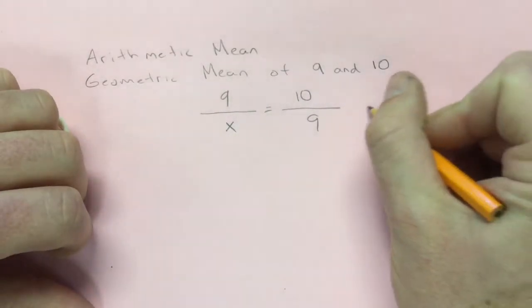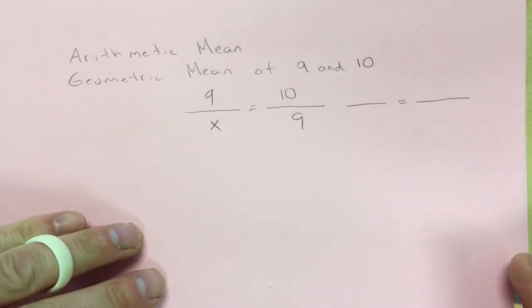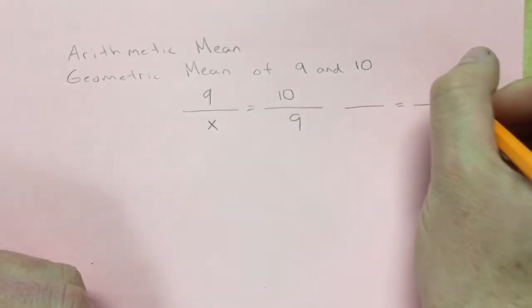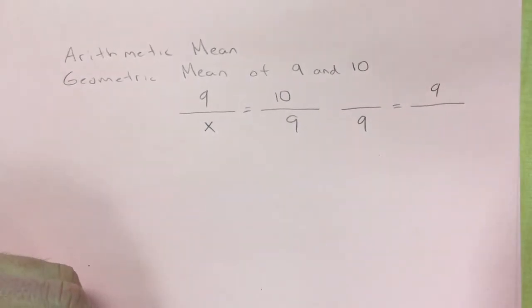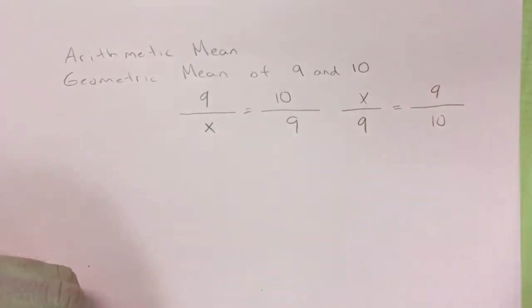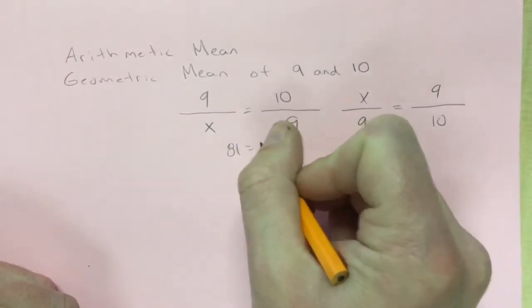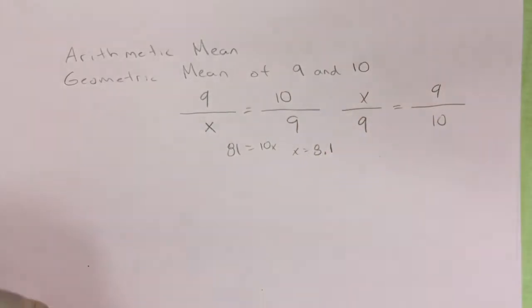Another way to set this up could have been: I'm finding the geometric mean of 9 and 10. I just need to mention 9 twice in a way that they occupy two different positions. So I could have gone 9 and 9 here, and as long as 10 and x fill up the other two, I'm all good. So I could have gone x and 10. Either way, when I simplify, I get 9 times 9, which is 81, equal to 10x. Then I divide both sides by 10, and I get 8.1. That tells me that the geometric mean of 9 and 10 is 8.1.